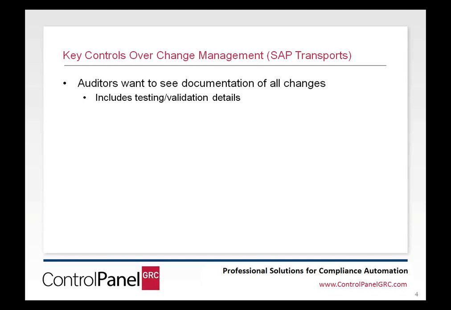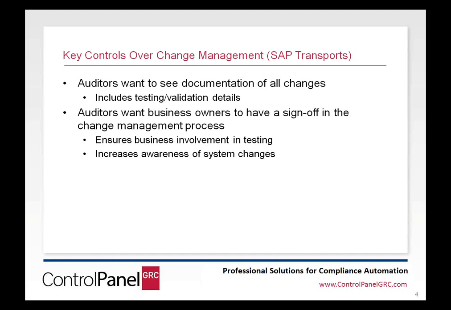What we wanted to talk about now is a little bit of what the auditors want to see. So what are our key controls over SAP transports? First of all, the auditors want to see documentation of all changes. They want to see the testing and validation details, making sure that the appropriate folks in the business have actually seen what the change is and have a sign-off in that change management process. So this is helping ensure business involvement in testing, and it's increasing awareness of system changes.